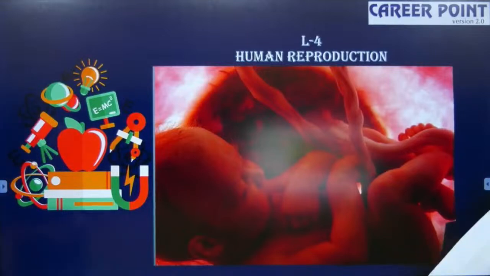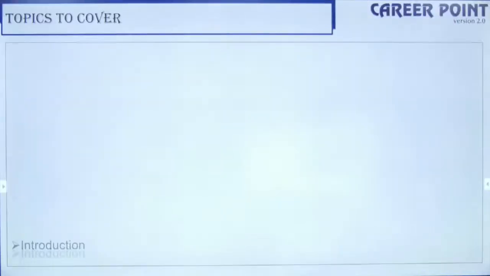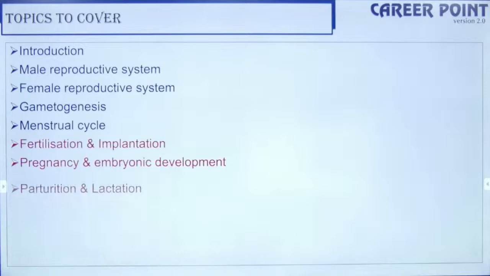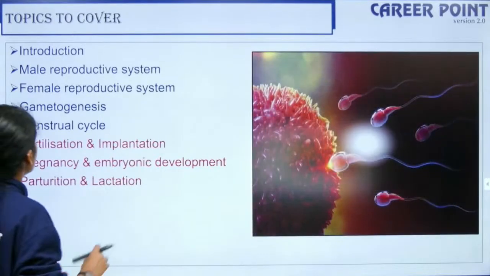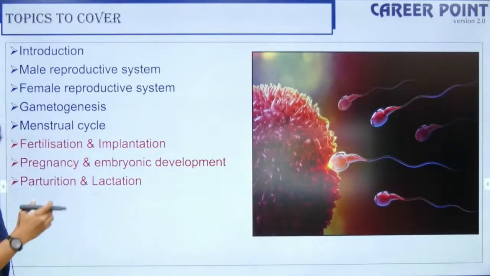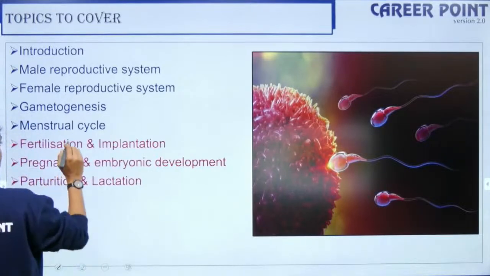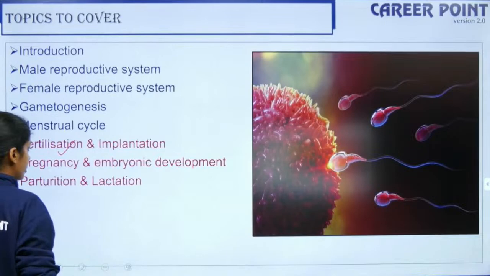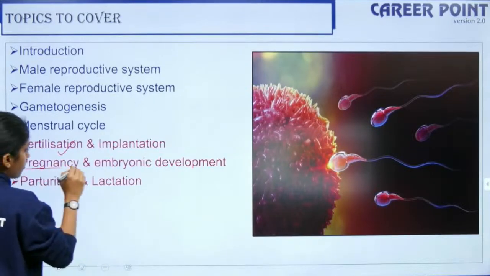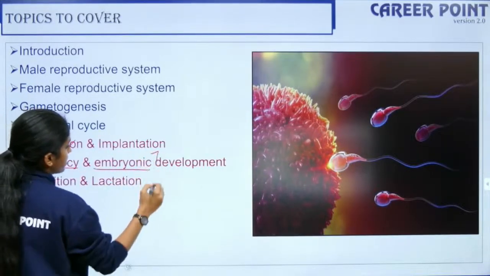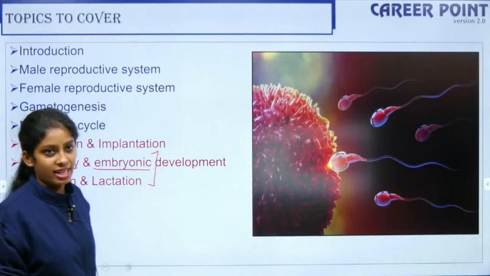Lecture 4, human reproduction. What are the topics that we were talking about? Human reproduction has 7 stages. First is gametogenesis, then insemination, and so on. We are done with fertilization and implantation. Now we are going to talk about pregnancy and embryonic development, and finally parturition and lactation.